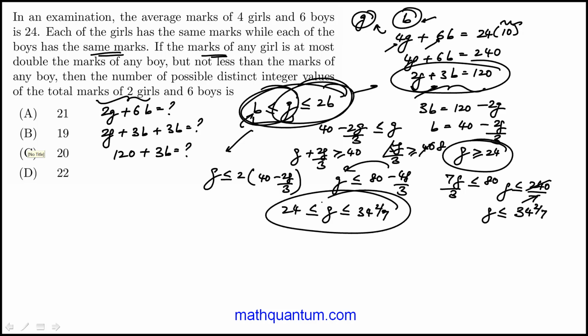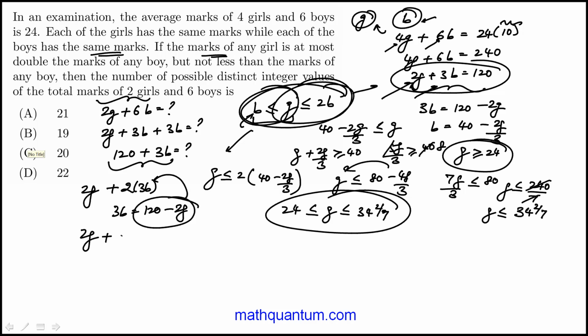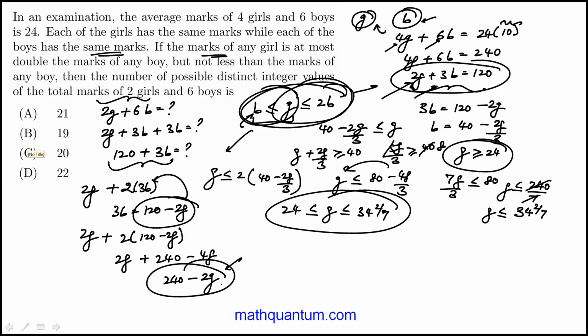Now, G and B can be non-integer. I think we just have to look at this piece here. So since I know about G, I'll actually rewrite this in terms of G. Because it's 2 times 3B, and from this relationship, 3B is 120 minus 2G. So I'll replace that here. So that becomes 2G plus 240 minus 4G. So the expression that we're looking for, the integer values, reduces to that. So we need to figure out those values of G for which this is integer.